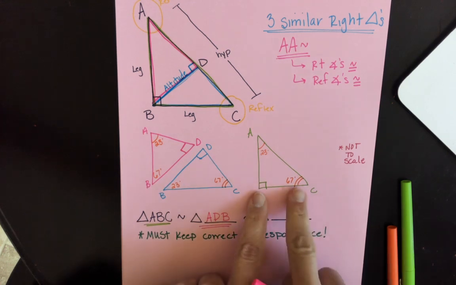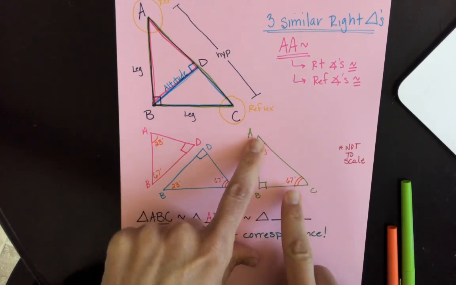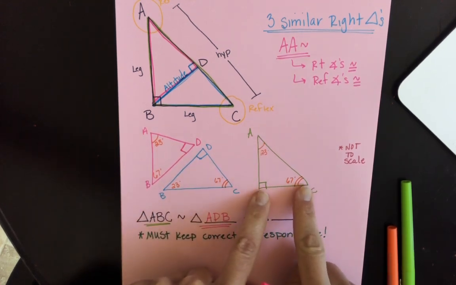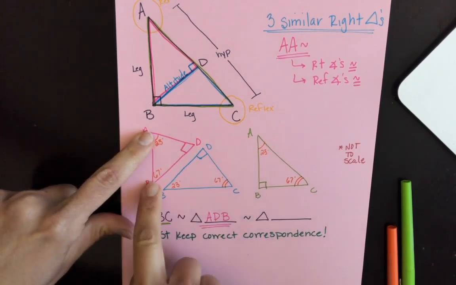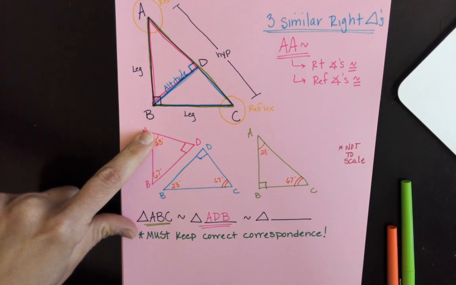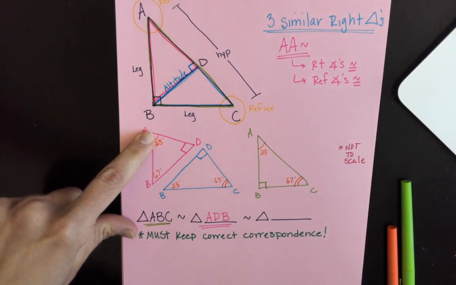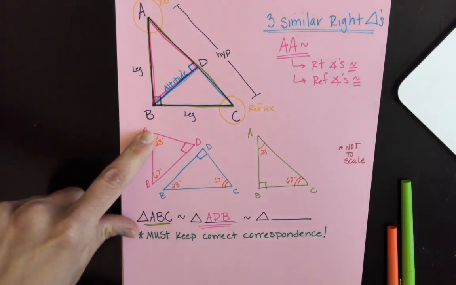23, 90, 67. So acute, right, acute. Acute, right, acute. 23, 90, 67. So again, I'm using this matching game to make sure that I'm going in the correct order.